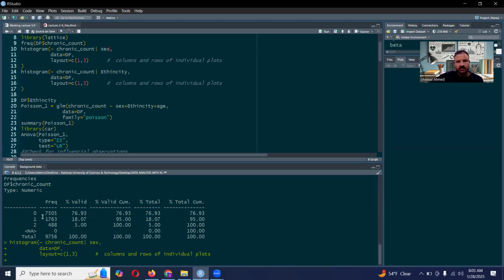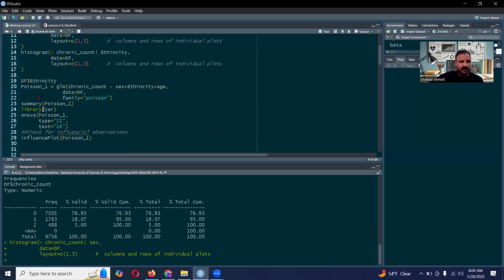In some data, we have, for example, 10,000 zeros and only 500 or 300 other counts. Then we can say that this model is zero inflated. And we have tests as well to check whether there are inflated zeros or not. You can test, and we will try it at the end.